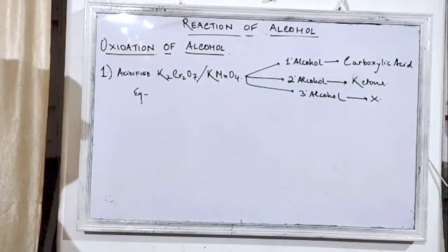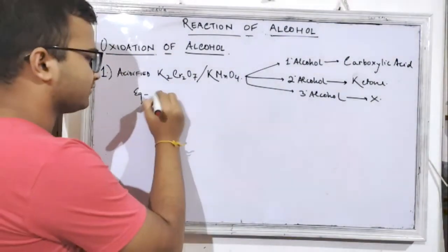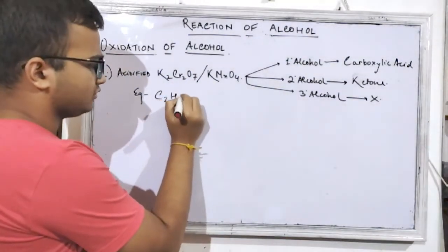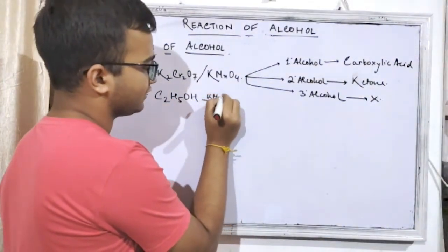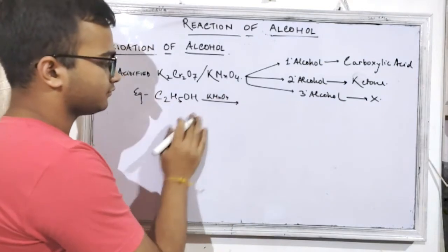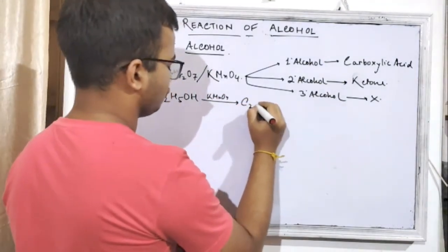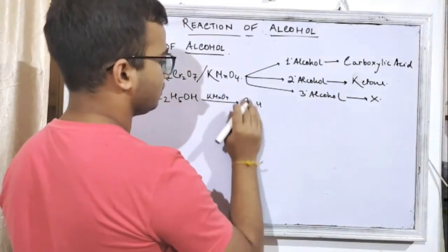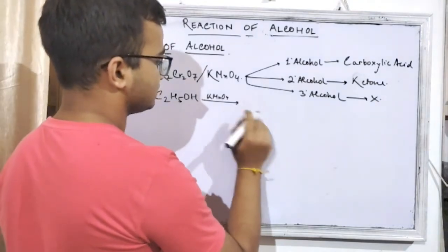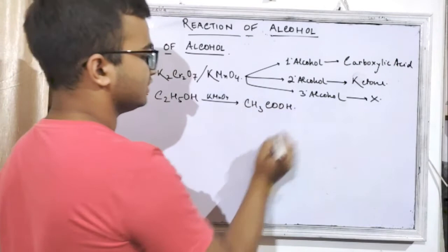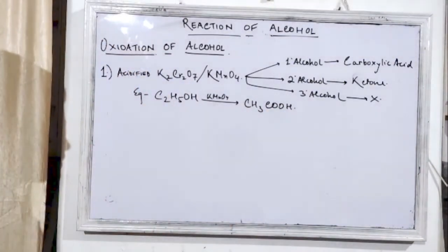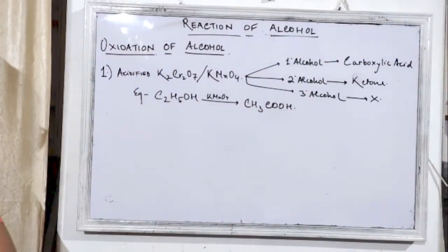Let us take a 1 degree alcohol first: C2H5OH plus KMnO4. If you take acidified KMnO4, what will be formed is CH3COOH. This is the ethanoic acid or the acetic acid, whatever you call, both are the same thing.